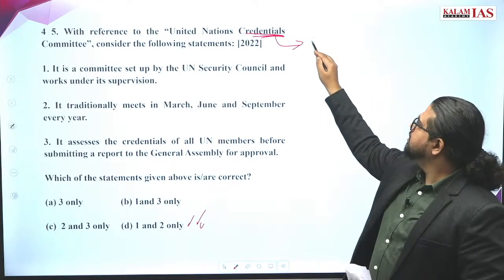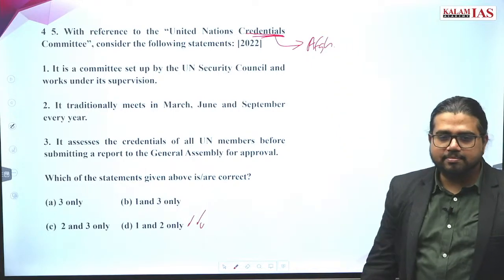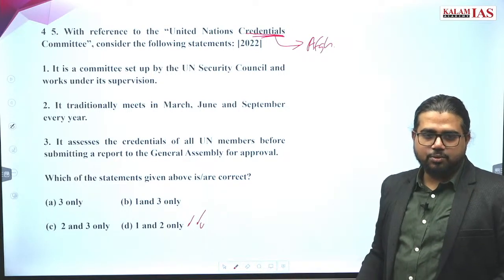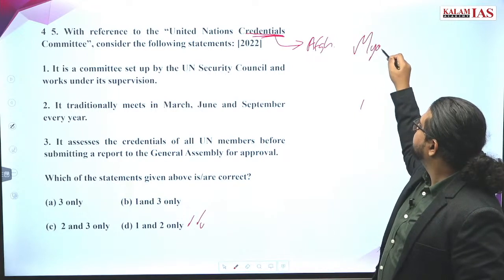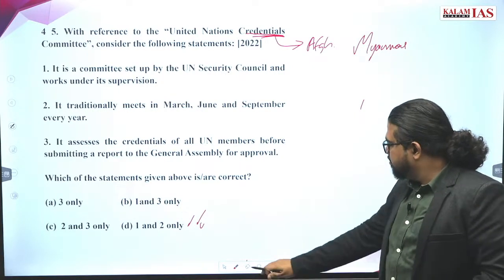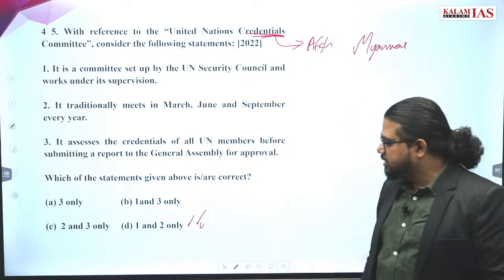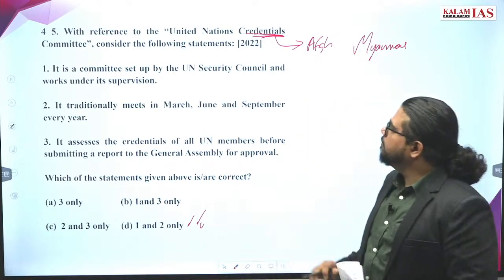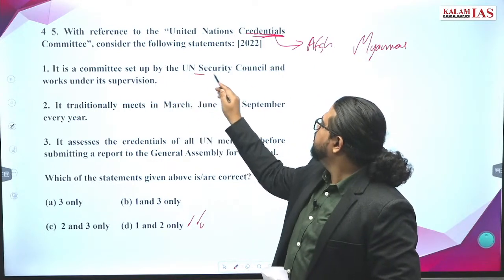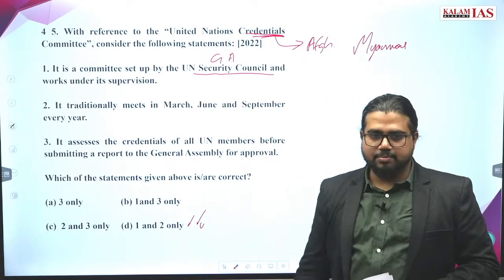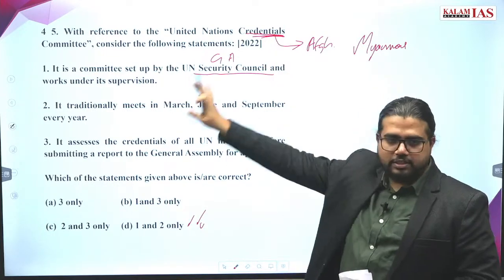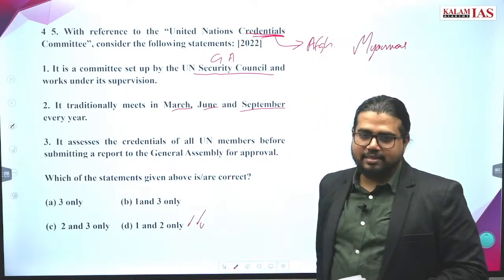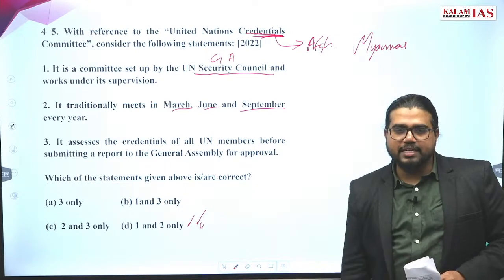And where was it in the news? It was in controversy because of whether the new regime in Afghanistan should be given a seat in the UN General Assembly meeting that year, which was happening after the Taliban takeover. Same with Myanmar also. Whether the military regime in Myanmar should be given a position in the UN General Assembly. So at that time it was in the news. It is a committee set up by the UN General Assembly, not the Security Council, to check the credentials of its members. Now it traditionally meets in March, June and September. When does this UN General Assembly meet happen?